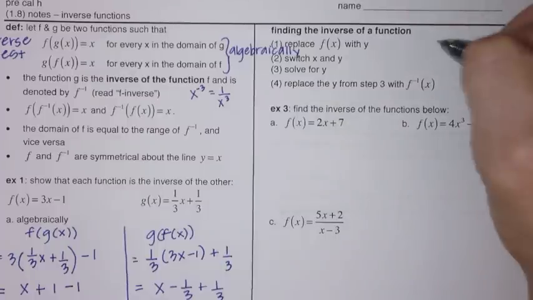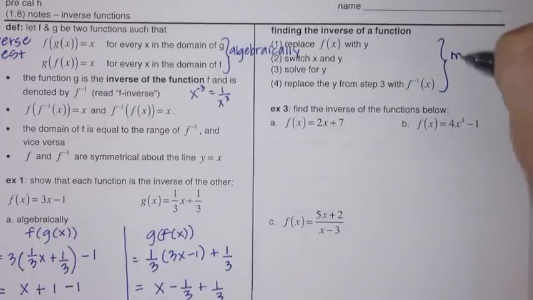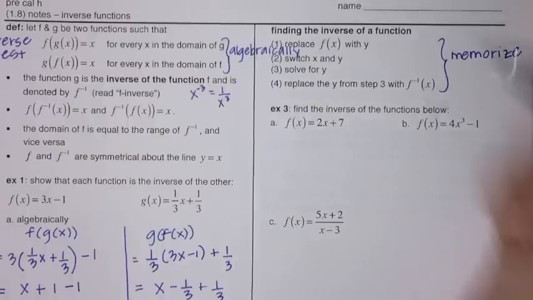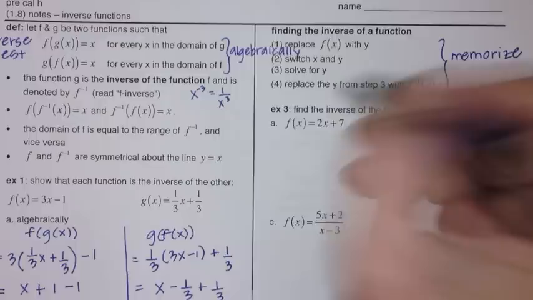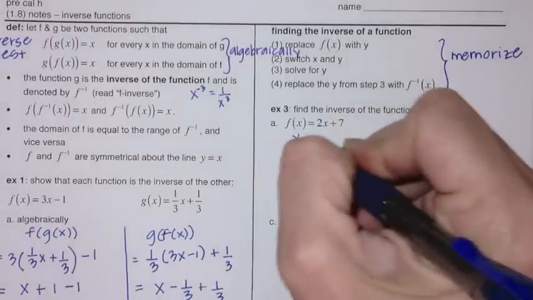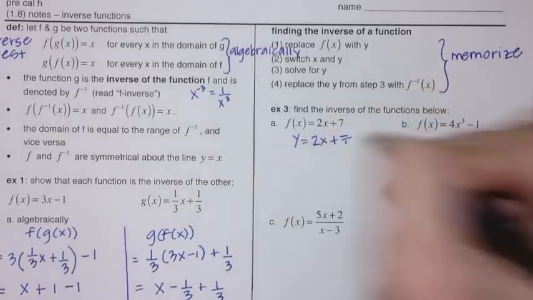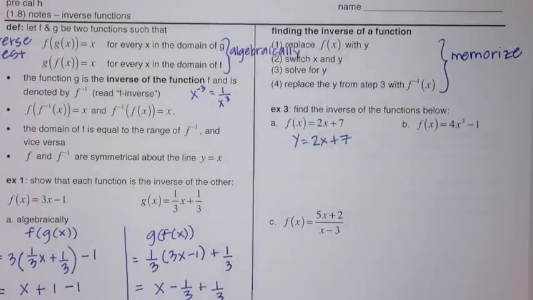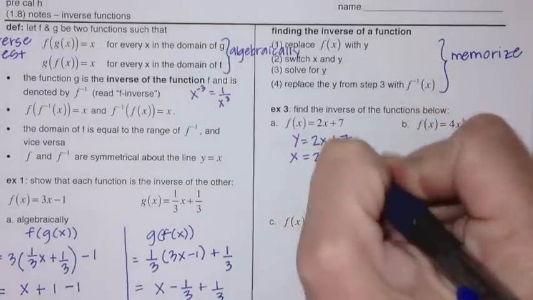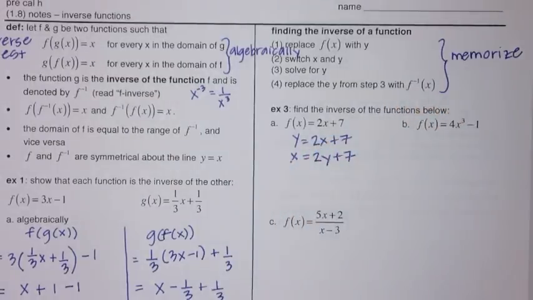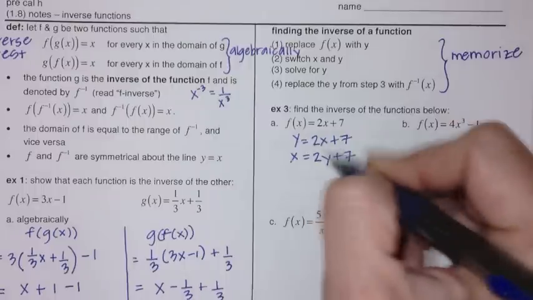I'm going to put memorize on this, but I think if you know enough about inverses that you should be able to do this. So again, step 1, it's really like step 0, is to just change this f of x to a y just to help us out. And then you switch x and y. So again, because we get to switch their domain and range, we're switching x and y. Now solve for y. So I need to solve for that.